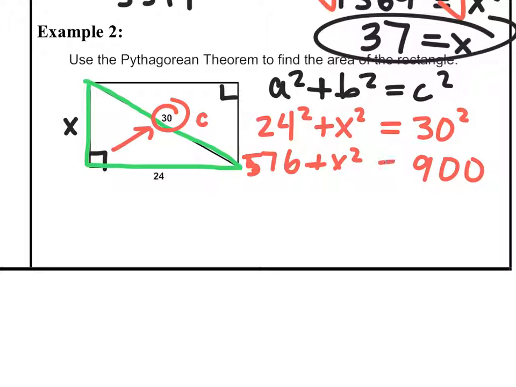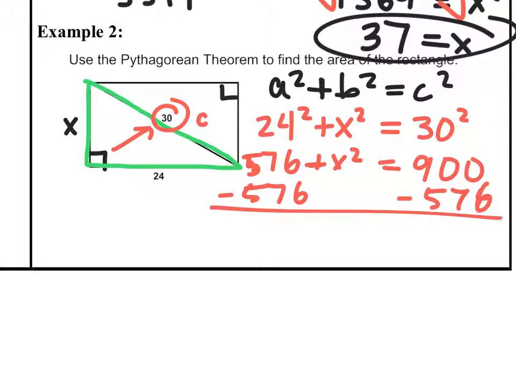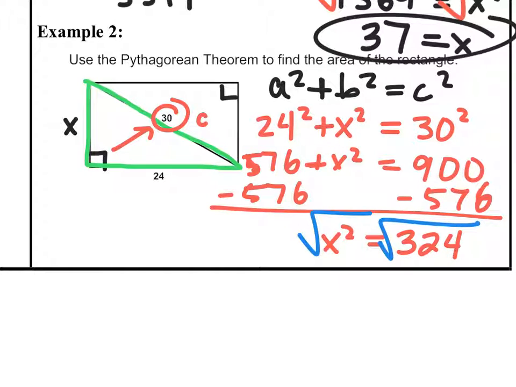Okay, I'm doing it on the board. You should subtract 576 because you're solving for a leg. 324. Is that right? Yeah. Okay. Take the square root. What do you guys get? 18. Okay. So we know that X is 18.